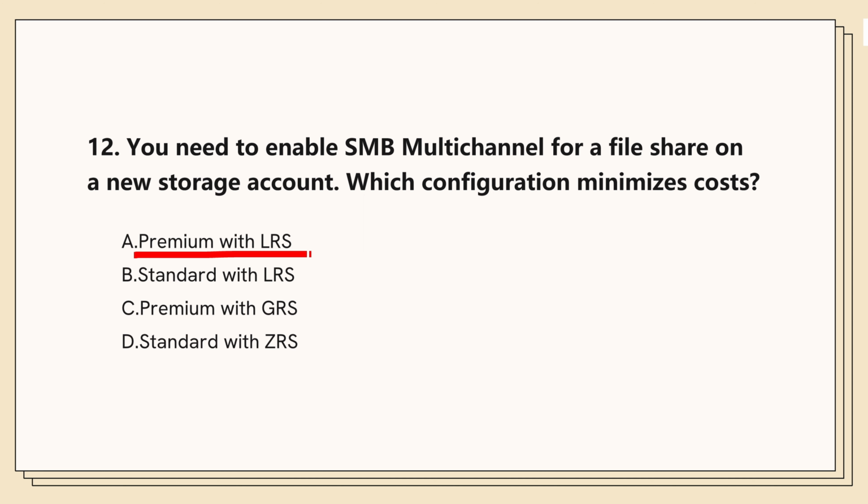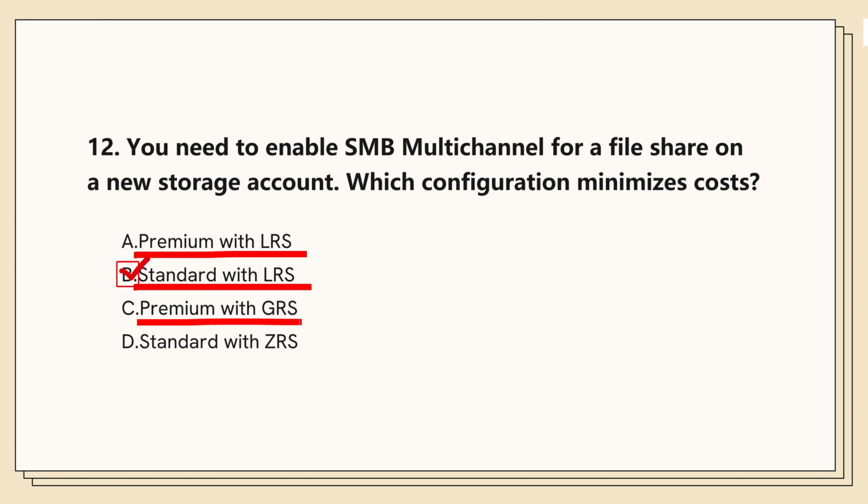Premium storage is more expensive and typically used for high-performance requirements, which isn't necessary for basic SMB multi-channel support. The correct answer is: standard with locally redundant storage enables SMB multi-channel support at a lower cost compared to premium options, making it a cost-effective choice for file sharing without cross-region redundancy.